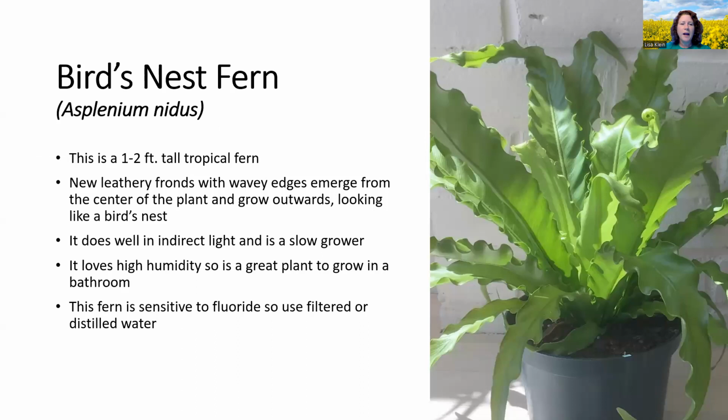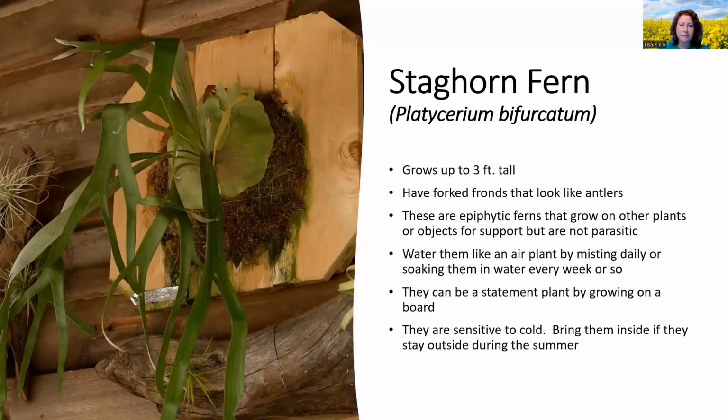Bird's nest fern. This again is a tropical fern, so you can put it out during the summertime, but make sure you bring it in. Does pretty good in indirect light. So most house plants that we have here are understory plants, selected specifically for that reason, so they can tolerate not much light at all, and they're pretty slow growing. So this is a good house plant. And of note here, it says the fern is sensitive to fluoride, so you might want to buy distilled water in bottles to use on this plant.